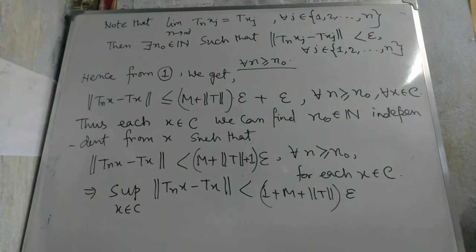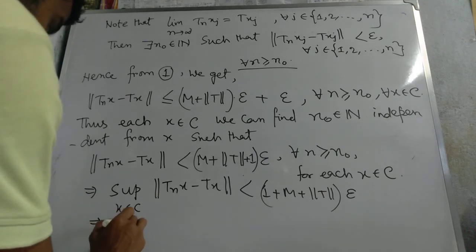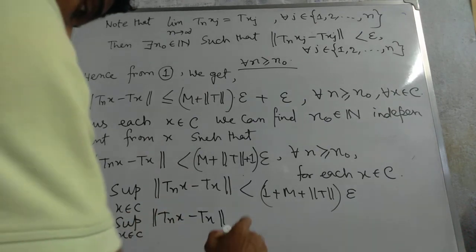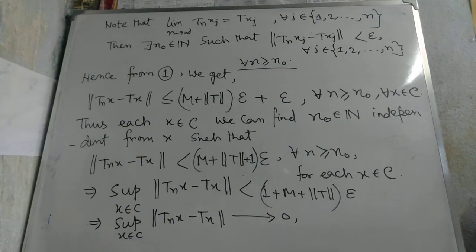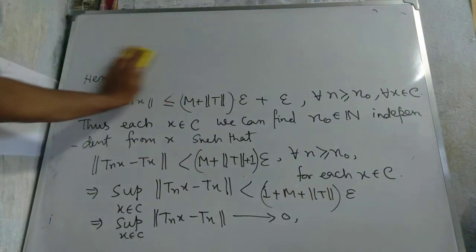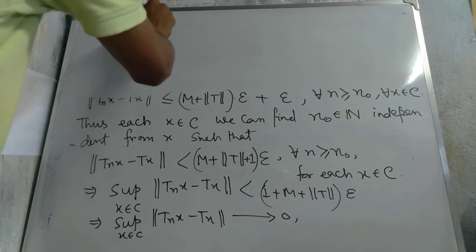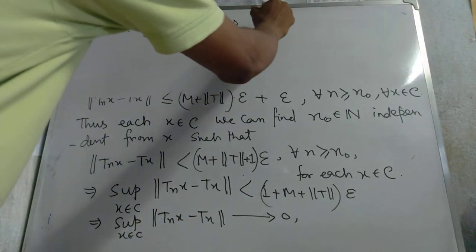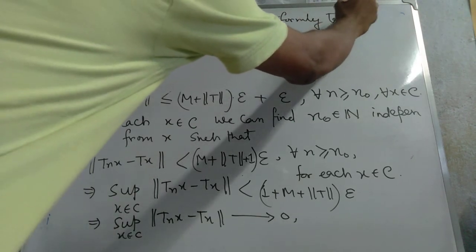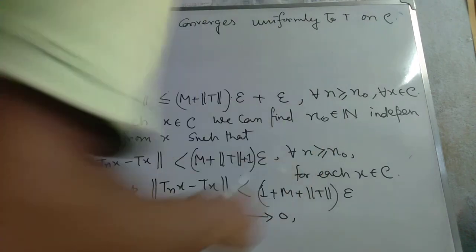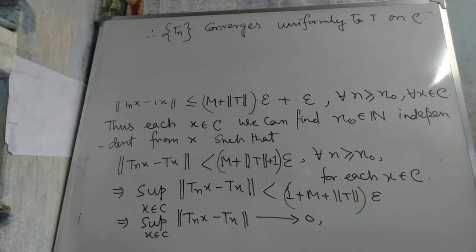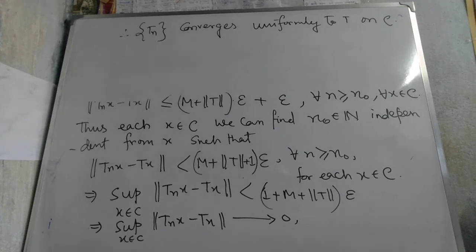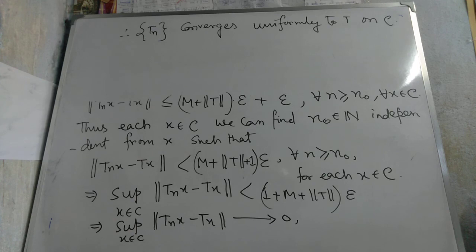This implies that supremum over x belongs to C of norm of Tn x minus Tx tends to 0. This implies that Tn converges uniformly to T on C. Okay, so today we did the uniform boundedness principle and an important corollary about this principle. Okay, so today we stop here.